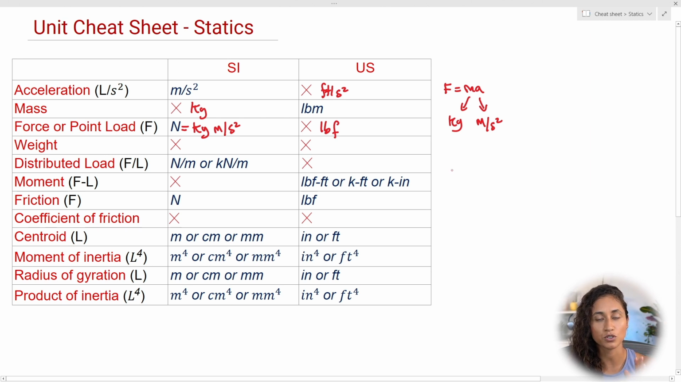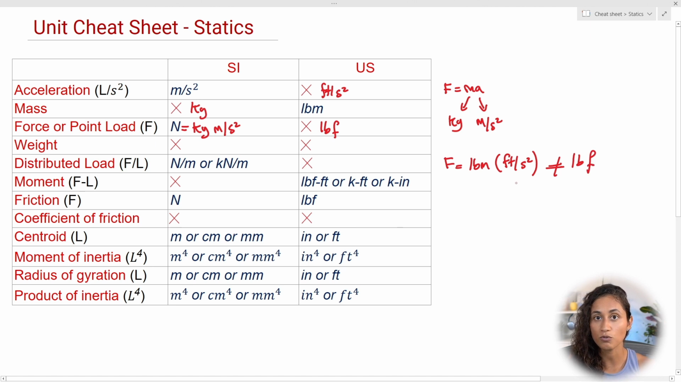So what we're going to do here is we're going to apply the same steps as we did here, okay, with Newton. So we're going to have force is equal to mass. Now mass in US units is pound mass, and acceleration is feet per second squared. Now, this is where it gets tricky: pound mass feet per second squared is not equal to pound force.